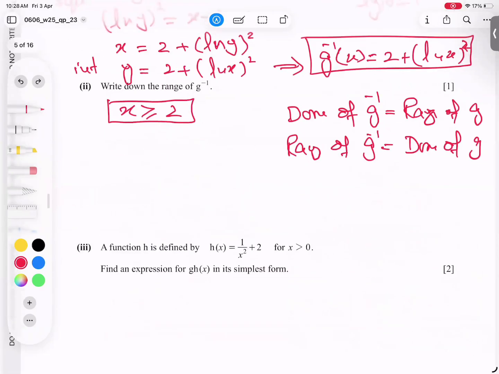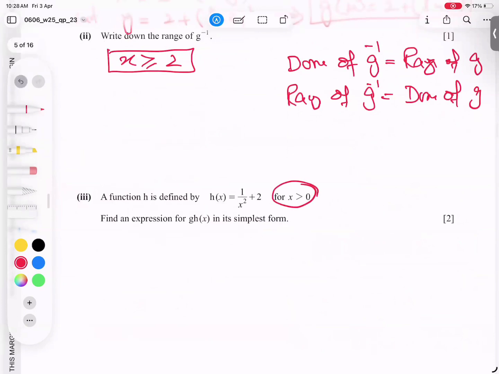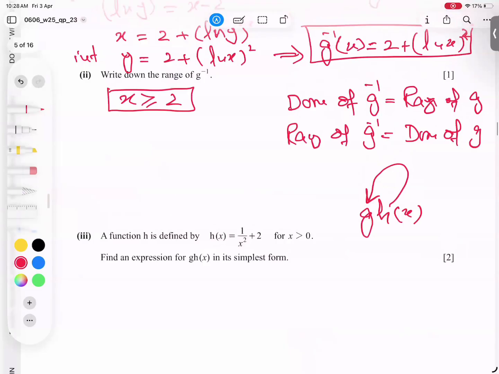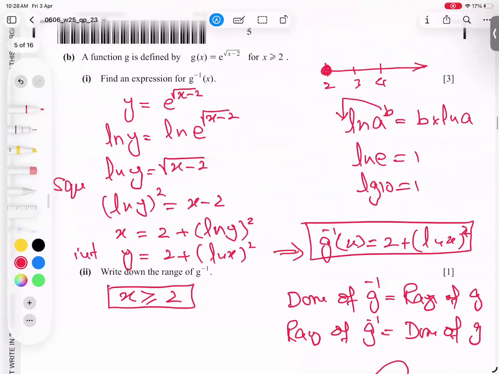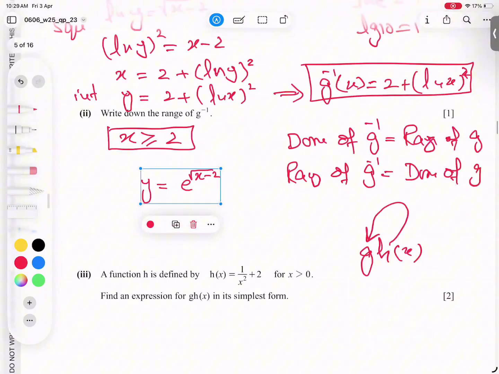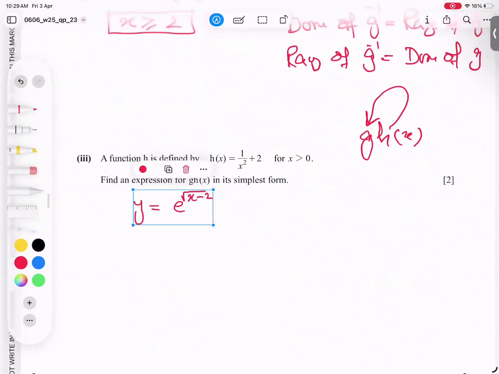The next part of the same question: x ≥ 0, no negative values, h is given. He is asking for gh(x). So gh(x) means the h function will go into the g function. First of all, I'm going to copy the g function and bring it down. Have a look: first I'm copying the g function. How many empty spaces, how many x's? Every x we will replace with an empty space.